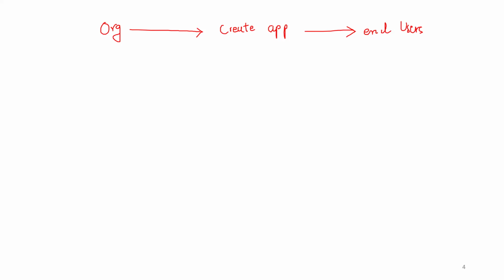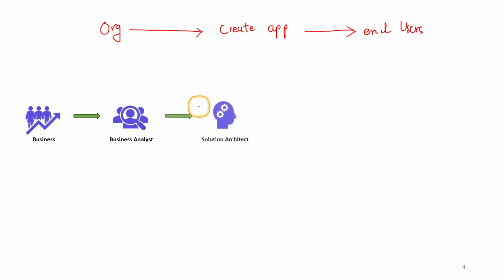So if a company wanted to roll out a new application, the business comes up with a requirement for the application. Why is the application needed? What is the requirement for the application? The business comes up with a requirement, and then the business analyst will be there. He will gather all the needs from the business, analyze them, and convert them into a set of high level technical requirements, and then he passes that information to the solution architect.